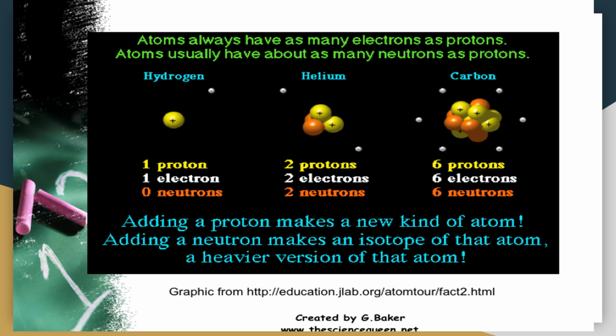And then we're looking at neutrons. Hydrogen happens to have no neutrons, helium has 2 neutrons, and carbon has 6. So we're just comparing the 3 of these elements here.